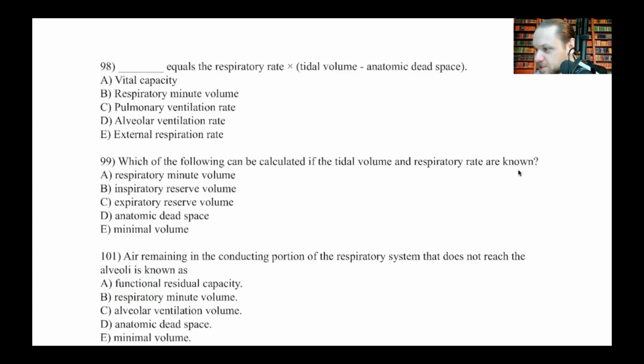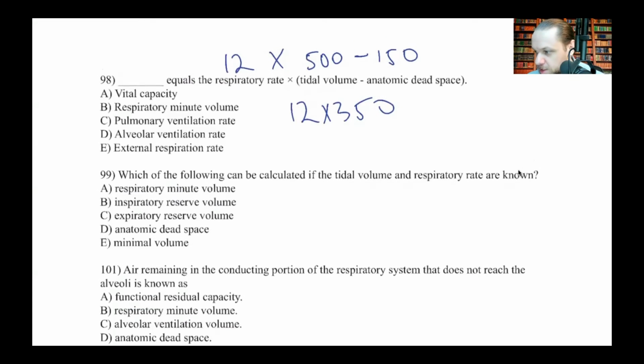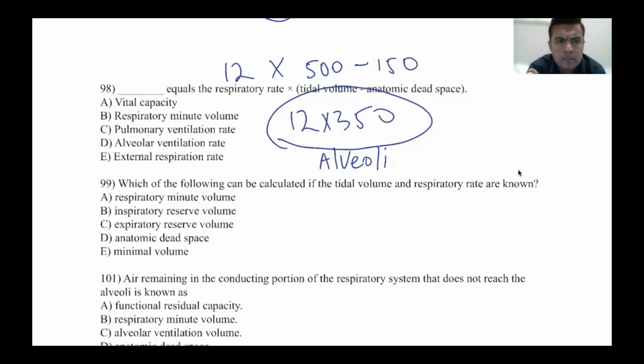So basically what this is saying is, remember how I just wrote, right? Your tidal volume is 500, your anatomic dead space is 150, times the respiratory rate times 12. So this becomes 12 times 350. So where is this occurring? At what portion of your lungs? So in the alveoli, in the vital capacity. Alveoli, right? So which one of these choices has alveoli? Ventilation rate. Right. D. Excellent.